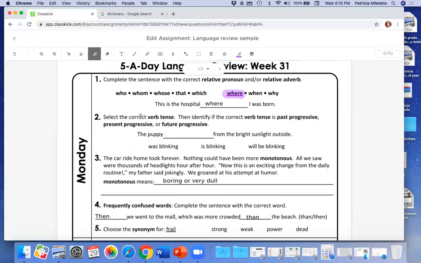Number 2, you're going to select the correct verb tense and then identify if the verb tense is one of these 3 choices.